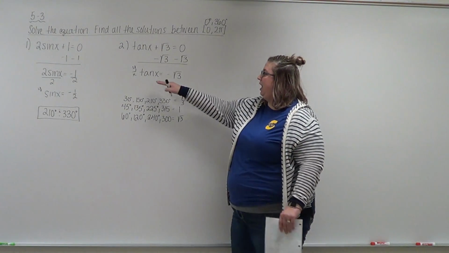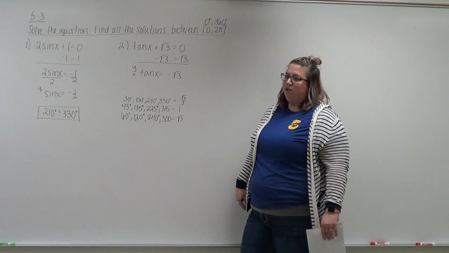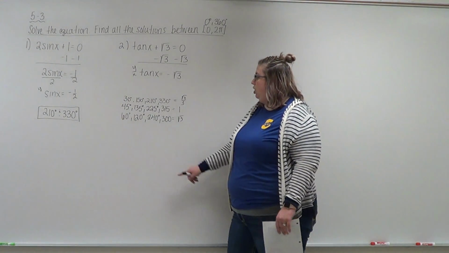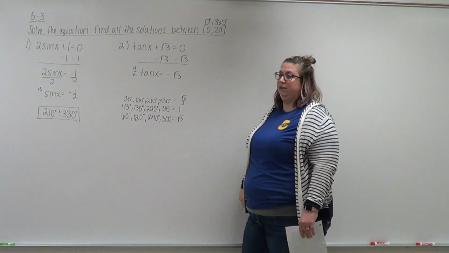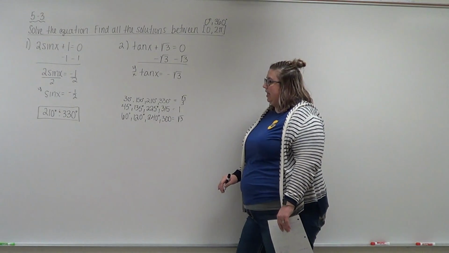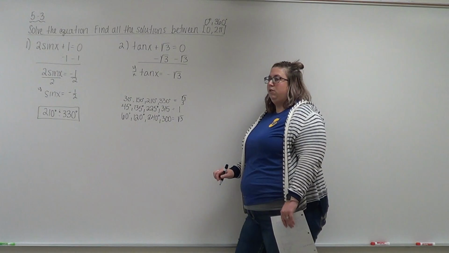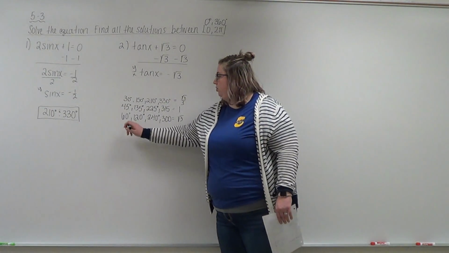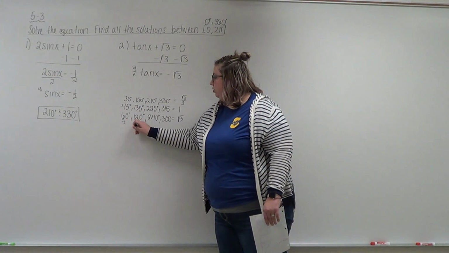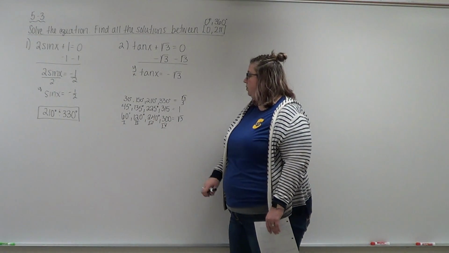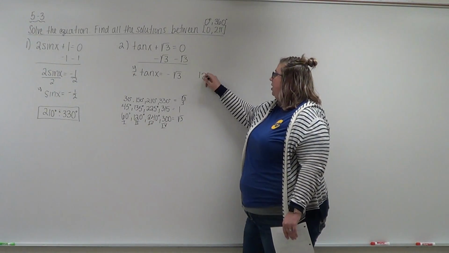So where would tangent be negative square root of 3? Well, I know I limited it down to 4 options, right? So where would it be negative? What quadrants? 2 and 4. So this is quadrant 1, quadrant 2, quadrant 3, quadrant 4. So what are my answers? 120 and 300.